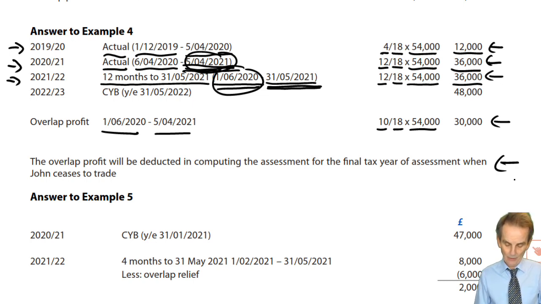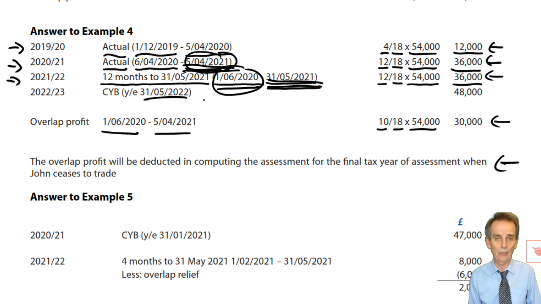In terms of overlap profit, again, there are different ways by which you can determine how many months of overlap there are. We have an accounting date of the 31st of May that we are using. We have a May accounting date. Therefore, from the 31st of May to the end of the tax year, how many months are there? There's 10 months. So there's going to be 10 months of overlap. You still need to identify which 10 months of overlap they are so that you can establish the amount of overlap profit.